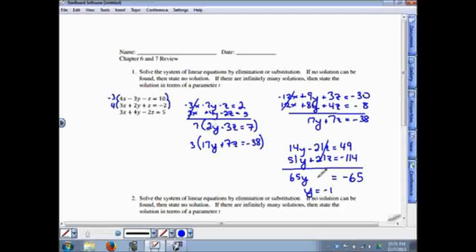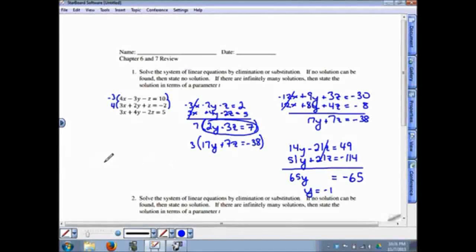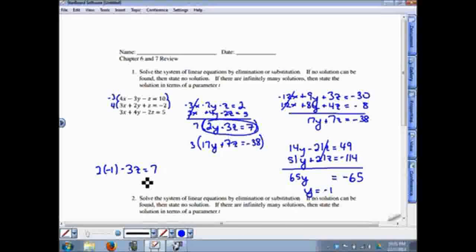So now, moving backwards through this, plug y into one of these equations in terms of y and z. So I'm going to choose this equation here. So that's going to be 2 times negative 1 minus 3z equals 7. 2 times negative 1 is negative 2. Add that to 7 to get negative 3z equals 9. So z equals negative 3.